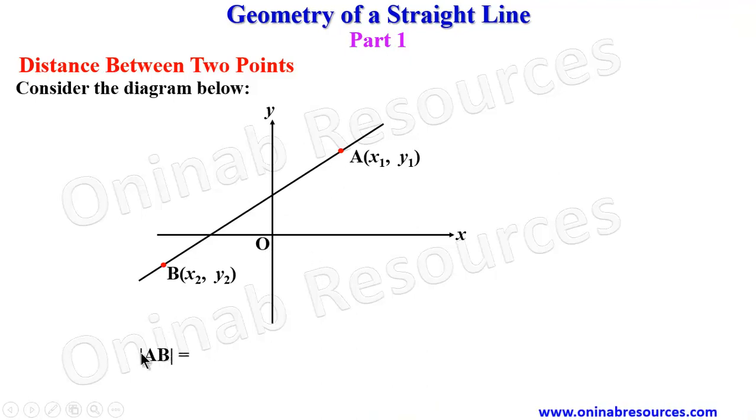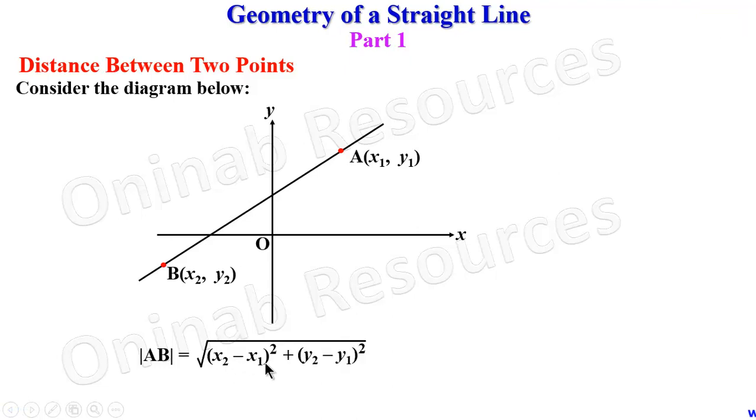So if you take AB to be the distance between A and B, or the length of the line AB from this finite point, then we are going to have it as square root of (x2 minus x1) all squared plus (y2 minus y1) all squared. This is the formula we are going to be using in this tutorial to calculate either the length of a line or distance between 2 points.